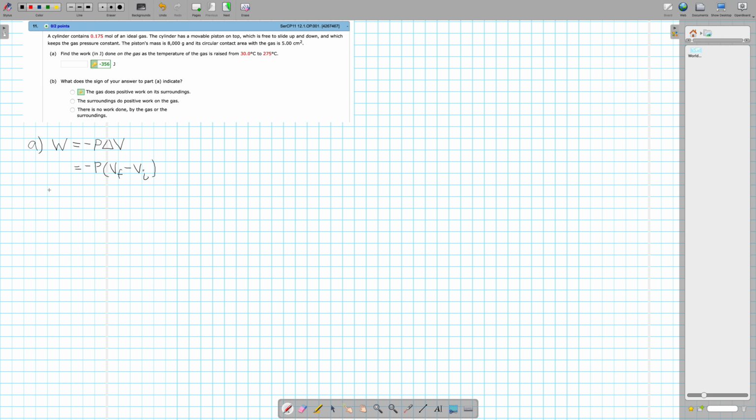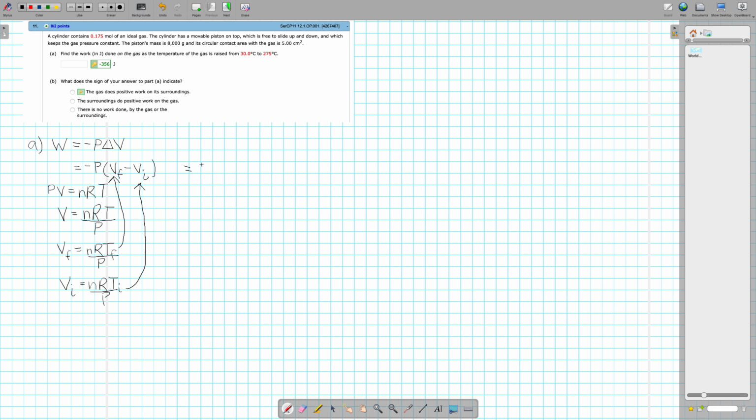The way I would recommend doing it is to write down the ideal gas law, PV equals nRT, and note that V equals nRT over P. And in this problem, because n is constant and P is constant, we can just say V final equals nRT final over P, and V initial equals nRT initial over P, and then substitute those into our expression for the work.